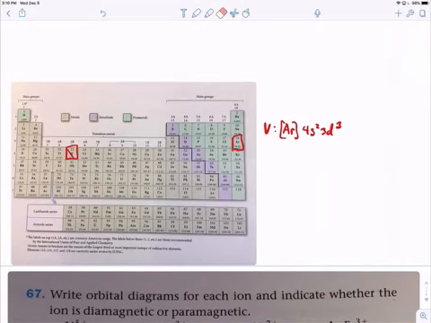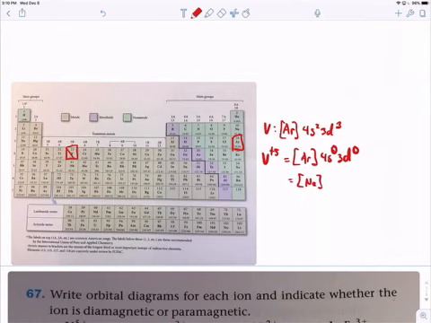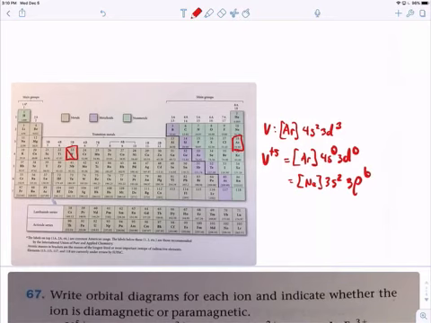So vanadium plus 5, this is going to rip off the electrons. I'm just kind of putting zeros there. It rips off those 5 electrons, which is argon's configuration, which is neon, 3s2, 3p6. And the diagram, if you will, will be like this.